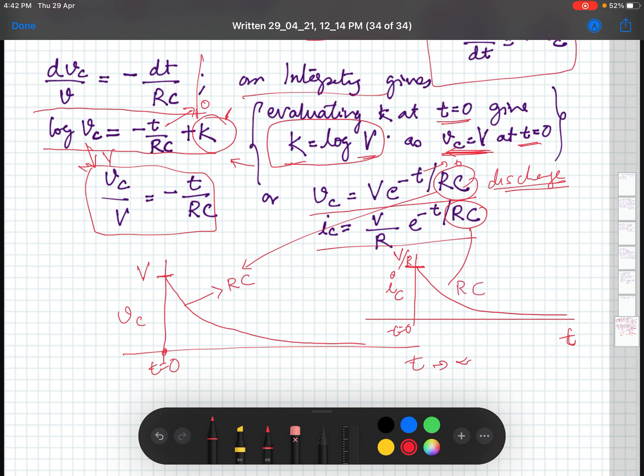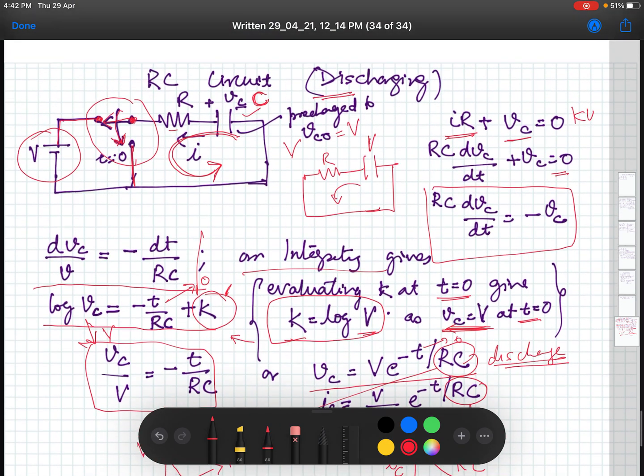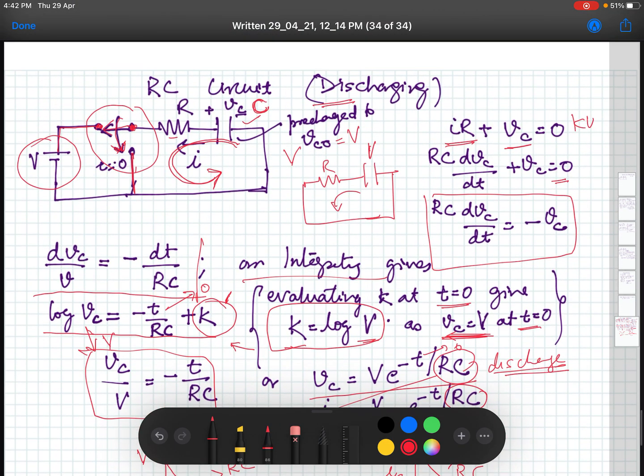So again, it depends on the time constant, and this completes the discharging circuit for the RC circuit. We have seen how the RC circuit discharges or charges and its rigorous analysis, and we have also seen what the meaning of time constant in RC circuits is. So I'll stop here.